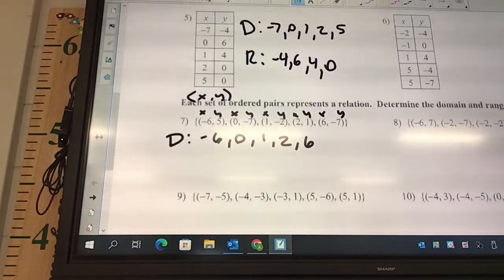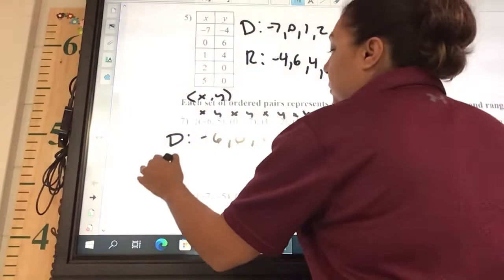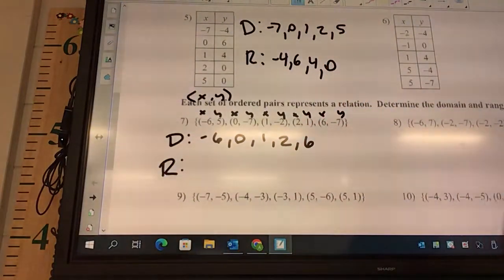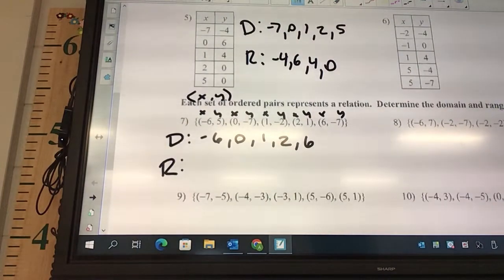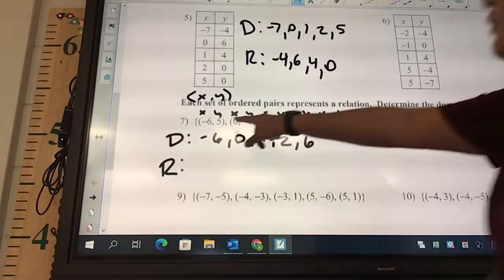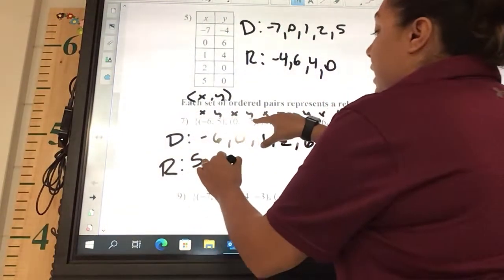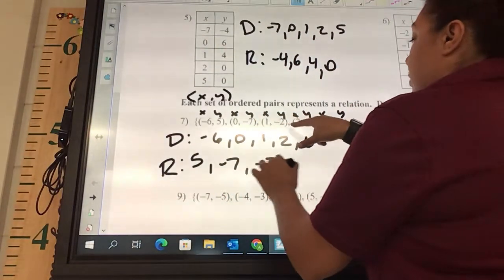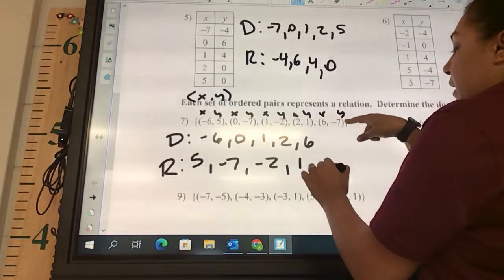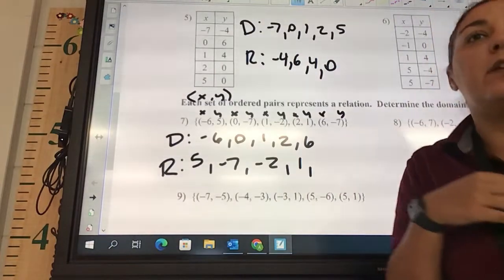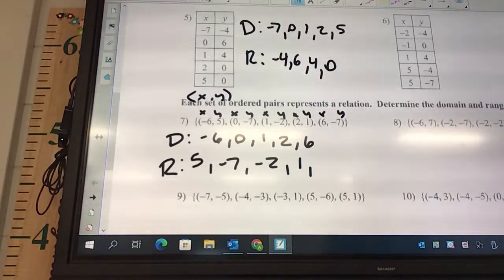Supposed to be D, R, D, O. Okay, so the range, what does range cover? X's or Y's? It covers the Y's, so it's going to be -5, my bad, -7, -2, 1, and -7. Do we write down the -7 another time? No. Okay, we only write it down once.